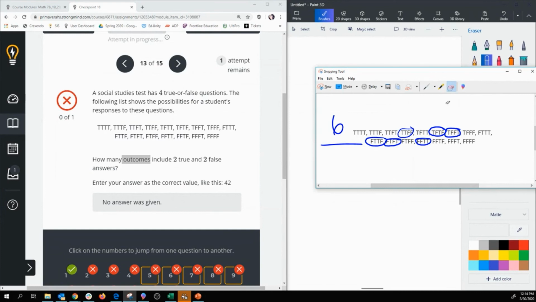Also, ignore my last question because it doesn't matter how many total options there are, because here we're just looking for outcomes, right? So since we know that there's 6 different outcomes, the answer for this problem would just be 6, because there's 6 ways where a student could pick 2 true and 2 false. So 6 is our final answer.